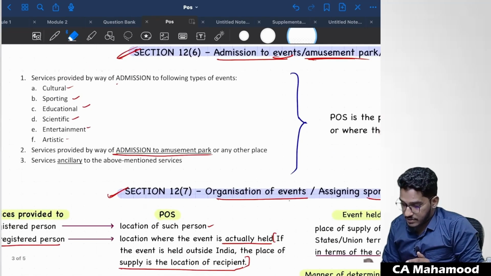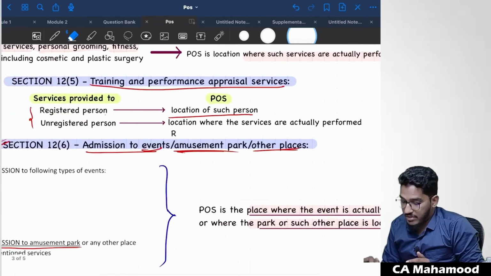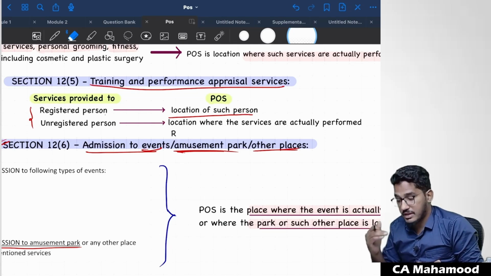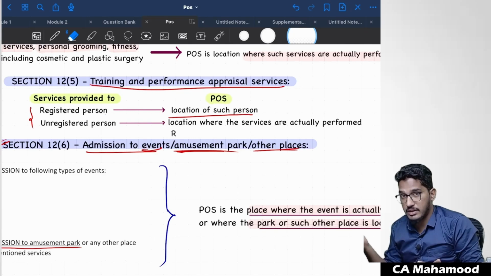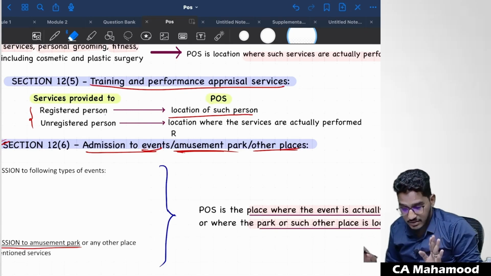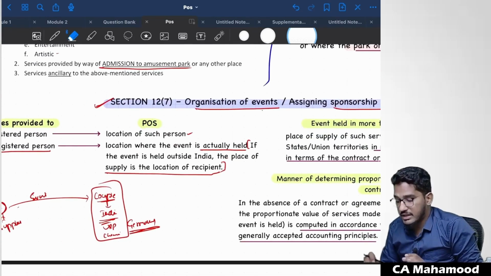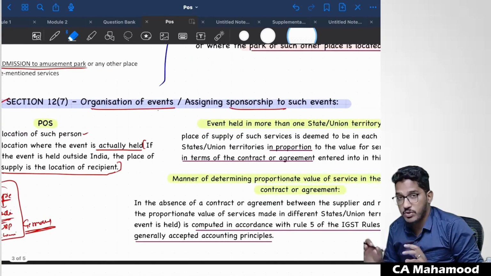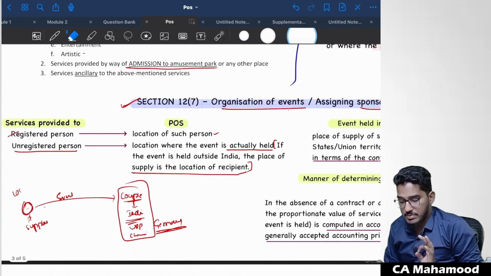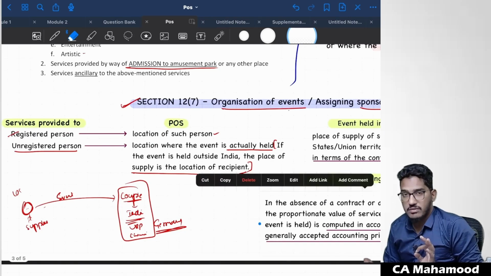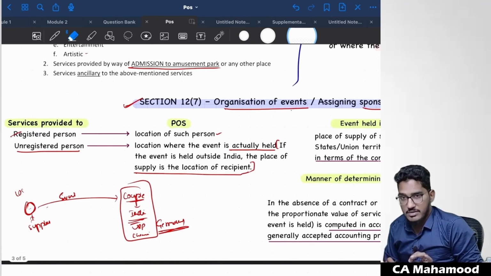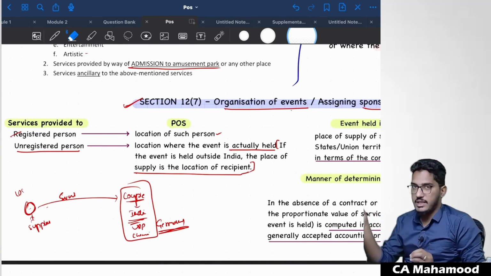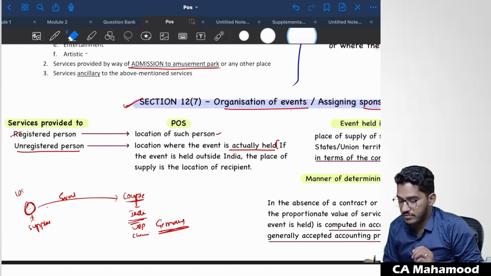And if you pay close attention, this point was not there in the case of training. In the case of training, they did not say that if you have to do the training outside of India, then the place of supply will be the location of the recipient. They did not say that. But they have specifically added it here, in the case of organization of events or assigning sponsorship to such events. Generally, if the recipient is registered, then the location of that recipient will be the place of supply. If the recipient is unregistered, generally it is wherever the event is happening. In case the event is happening outside of India, then the place of supply will be the location of the recipient only.